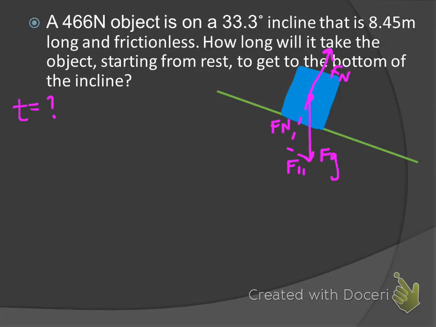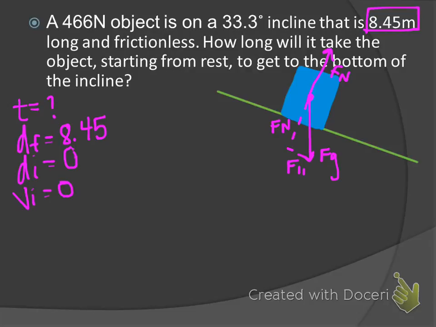Looking at these equations, we know that the distance this box is going to travel is 8.45 meters. So our distance final is 8.45. What's that make our distance initial? 0. And looking at that equation, don't we think we probably need a few more things? Distance initial is 0 because it's starting at the top. That's where we're going to consider our starting point. Velocity, initial or final velocity? Initial velocity is probably 0. It starts from rest.